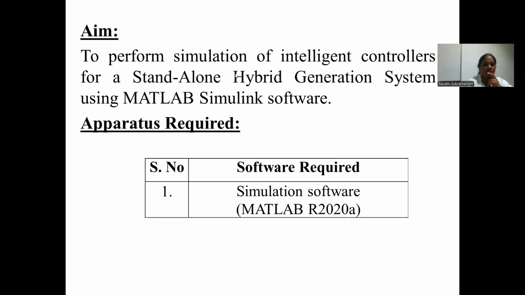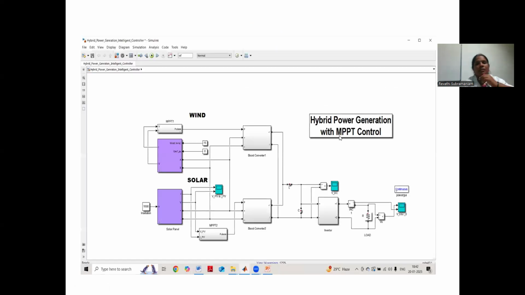The aim of the experiment is to perform a simulation of intelligent controllers for a standalone hybrid generation system using MATLAB software. This is a hybrid power generation system with MPPT control, that is, maximum power point tracking. The maximum power point tracking is used to generate the maximum power from the hybrid system, that is, from the solar and wind power generation. Once again, wind and solar are used as the hybrid.